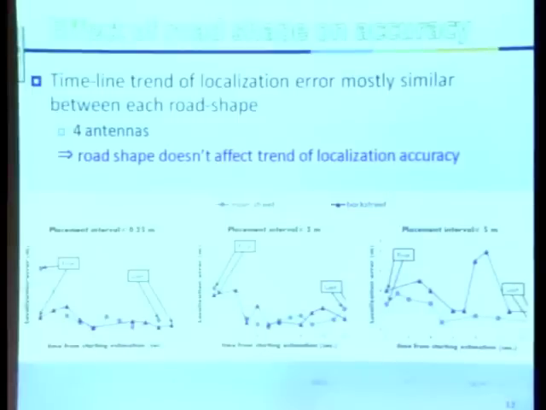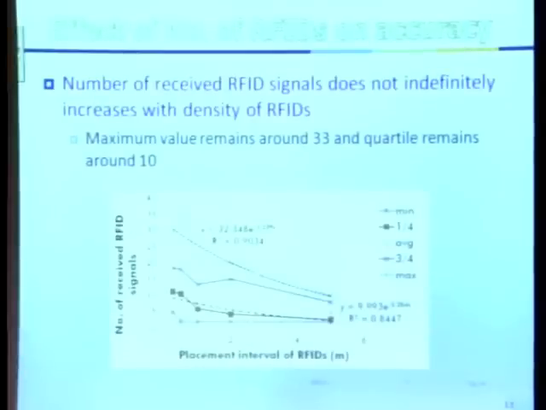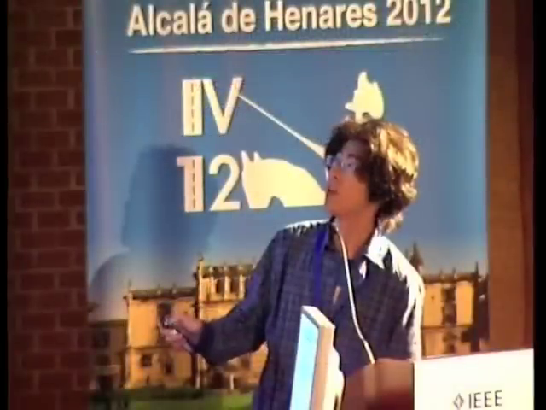So let's consider how to get better accuracy by increasing the number of equipment or something. The first one is the effect of the number of RFIDs. You can estimate that if you place the RFIDs at a shorter interval, localization accuracy may improve, but there are limitations in the number of received RFIDs.